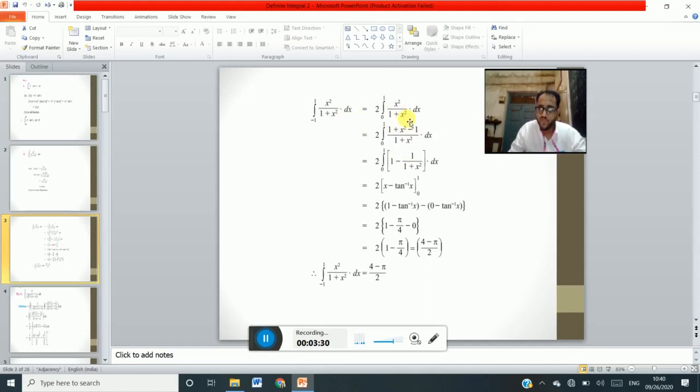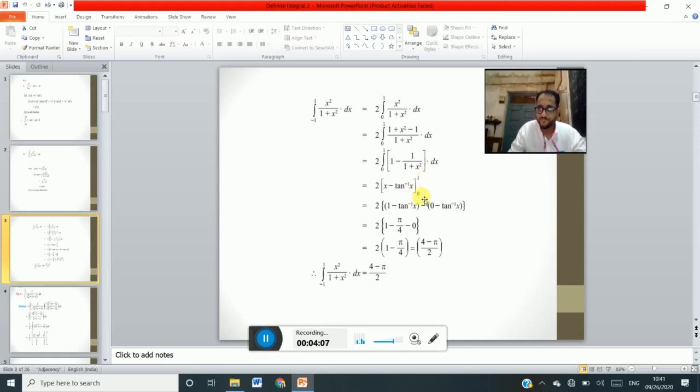Okay, now we have to solve this integral, as I told in the previous example. So how do we solve this? Make the numerator the same as the denominator. The denominator is 1 plus x square. So for that we have to add and subtract 1 in the numerator: 1 plus x square minus 1, right? Then separate the terms. So 1 plus x square upon 1 plus x square means 1, and minus 1 upon 1 plus x square. Okay, the integration of 1 dx is x, and the integration of 1 upon 1 plus x square is tan inverse x. The limit is from 0 to 1.